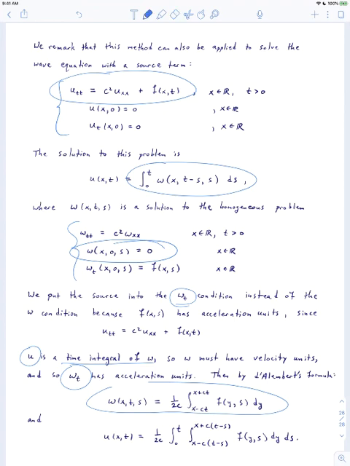So if you go back and look at the formula, you'll have terms which are not being integrated, but those are in terms of this function, which is 0, so those go away. That just leaves us with this integral, 1 over 2c times the integral from x minus ct to x plus ct of this function f, of this source term. Then you obtain u by simply integrating with respect to s from 0 to t, and that gives you the solution to our initial value problem.